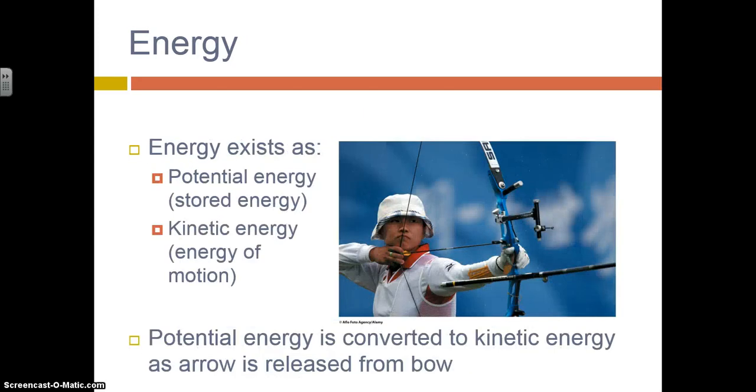So understand the difference between potential and kinetic energy. Potential is when we pull the arrow back and hold it. This bow is set up. There is energy contained within this bow that is going to be transferred mechanically into the arrow in the form of kinetic energy once it's released.